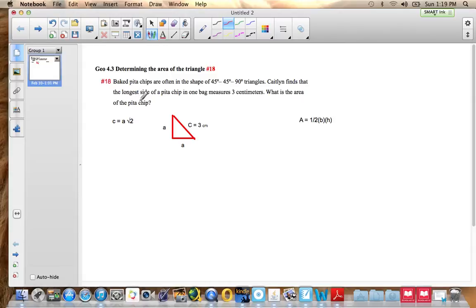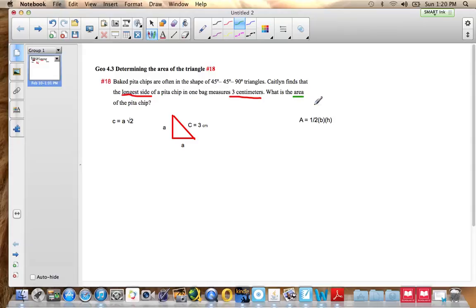So the first thing that I needed to do was come in and go, what am I looking at? Well, the longest side of a triangle is always going to be the hypotenuse, so it's always going to be C. And what they're saying is that this side measures 3 centimeters. So that's how I came up with C equals 3 centimeters, because the longest side is 3 centimeters. Now what it wants is for us to find the area.